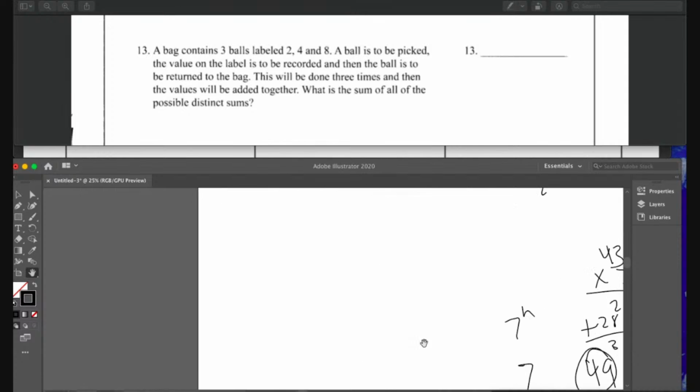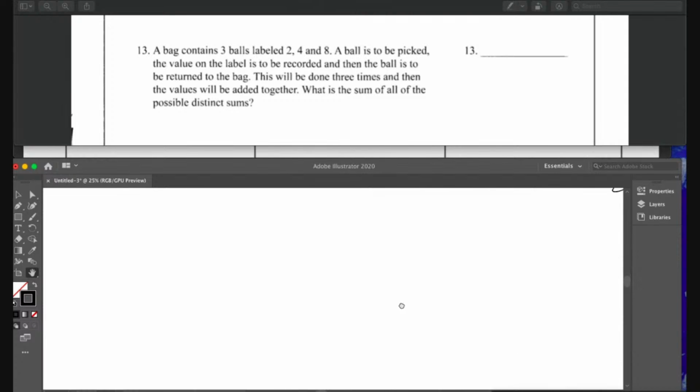Number 13. A bag contains 3 balls labeled 2, 4, and 8. A ball is to be picked. The value on the label is to be recorded, and then the ball is to be returned to the bag. This will be done 3 times, and then the values will be added together. What is the sum of all the possible distinct sums?